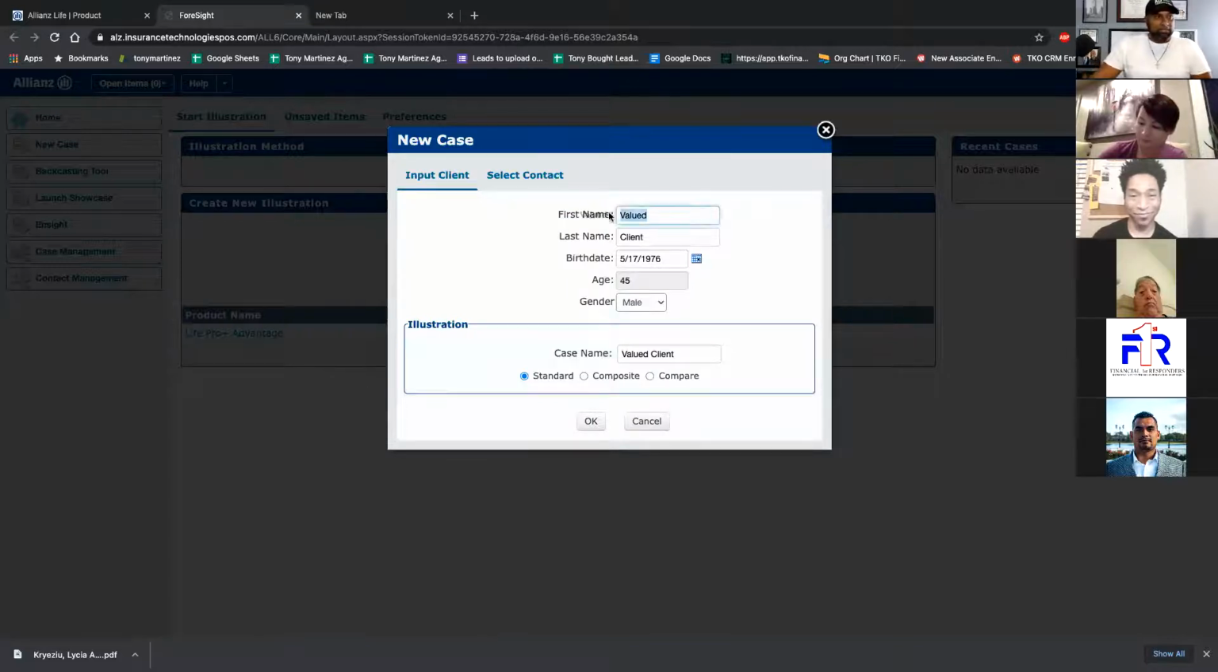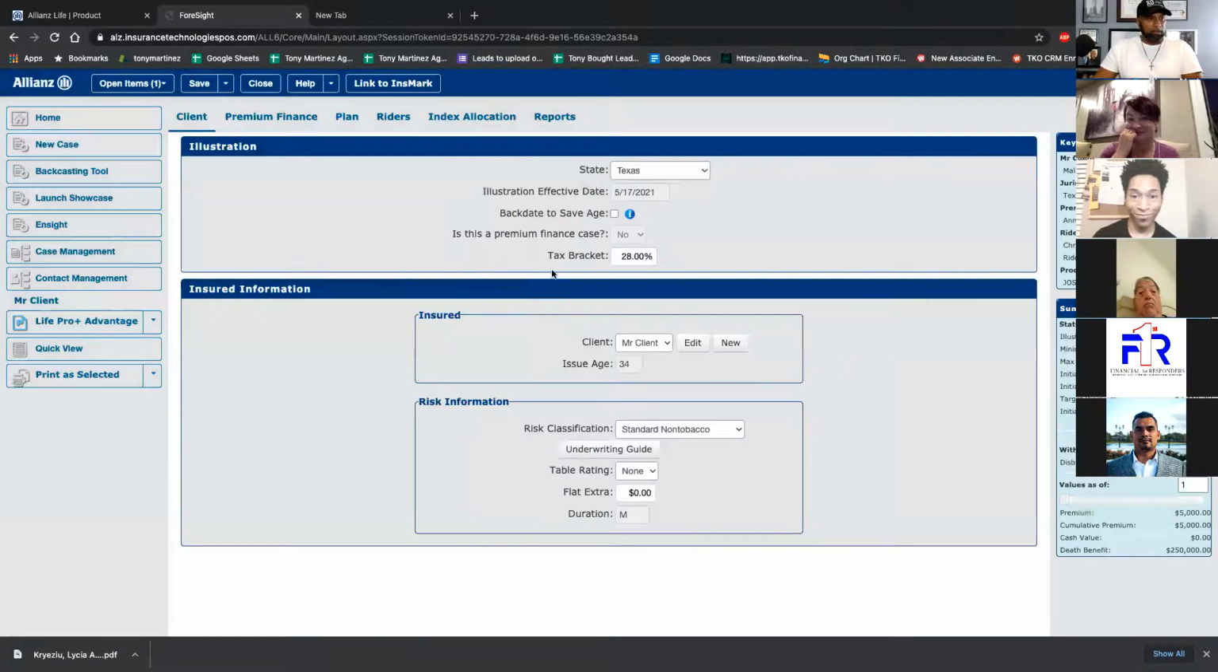Boom. Let's pick a Mr. Client. We're going to call him Mr. Client. Let's make him a little bit younger. Let's make him 34 years of age. 34-year-old male. Okay, right there. Perfect. It immediately jumps you into the illustrations.